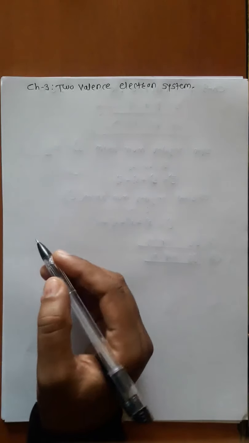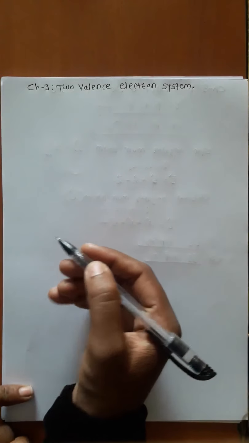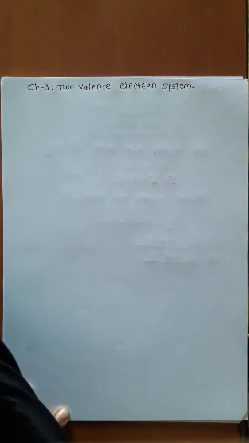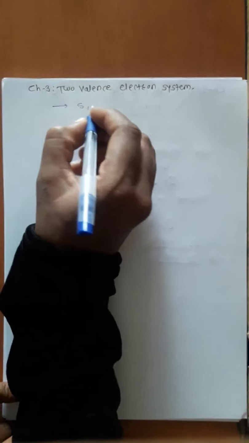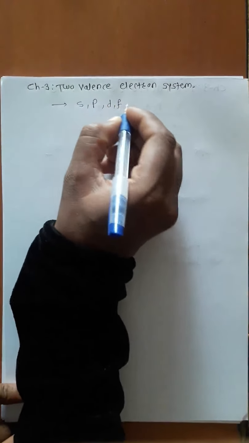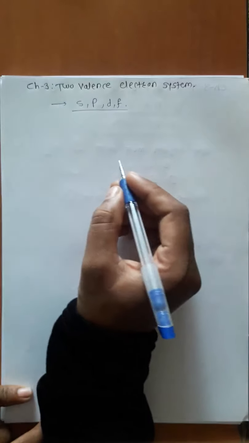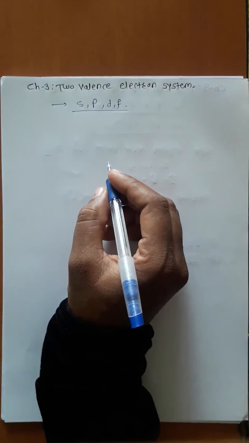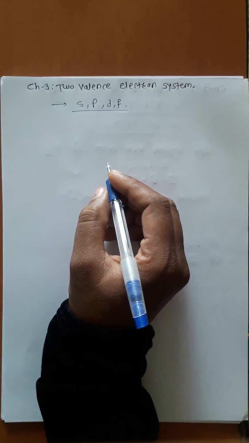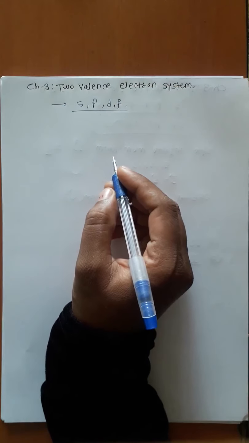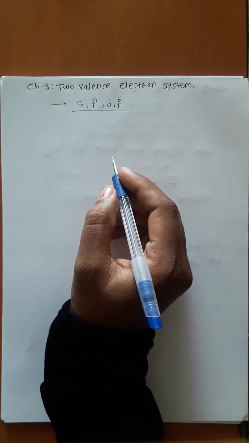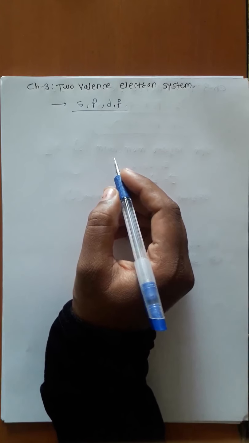Now, in one valence electron systems we have to consider only one electron, and for that electron we write the atomic states. Only a single electron is considered there. But in this chapter we will discuss two valence electron systems, which means we have to write the spectral terms for two electrons.